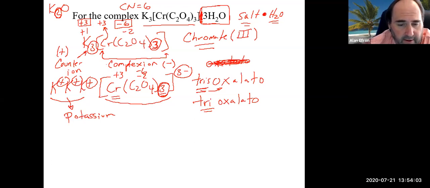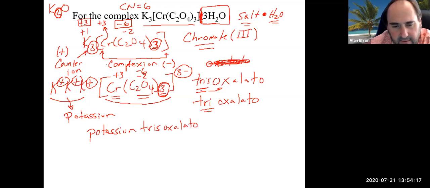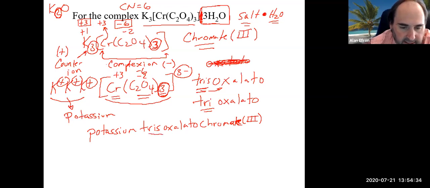Now we want to start with our ligands, which are these. So you could end up with putting all this together: potassium, tris, oxalato chromate, Roman numeral 3. And this is what we're talking about in terms of the metal coming at the end of the name here. This is the end of the complex ion. I'll just underline it. This is the complex ion part of the name. At the very end of the complex ion part of the name, we have the metal and the Roman numeral.